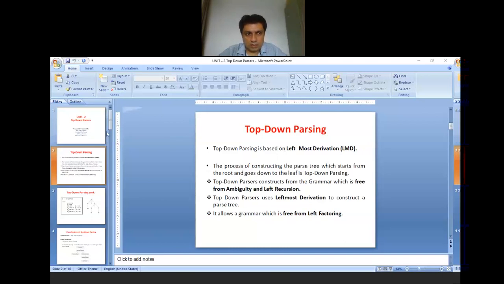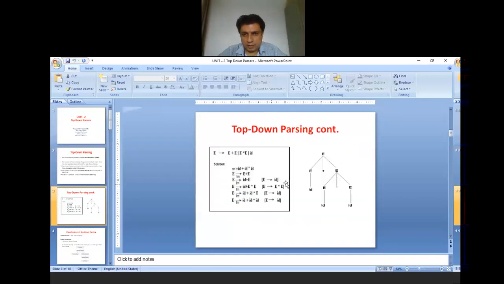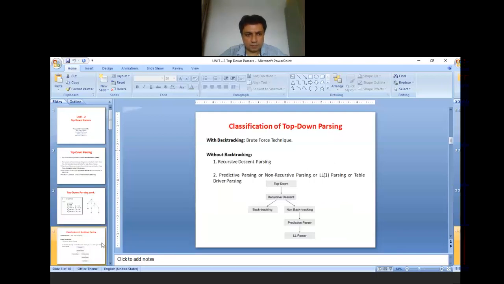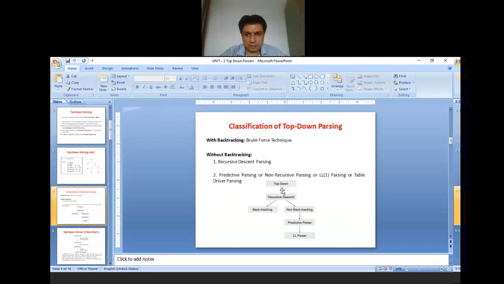So in the last class, we already discussed the top-down parsers. We discussed that top-down parsing is based on leftmost derivation, and using the example grammar we scanned the input derivation, which is based on top-down parsing. Basically we classify the top-down parsers in two forms: first is the backtracking and another is the non-backtracking form. We discussed the backtracking form in our last class.